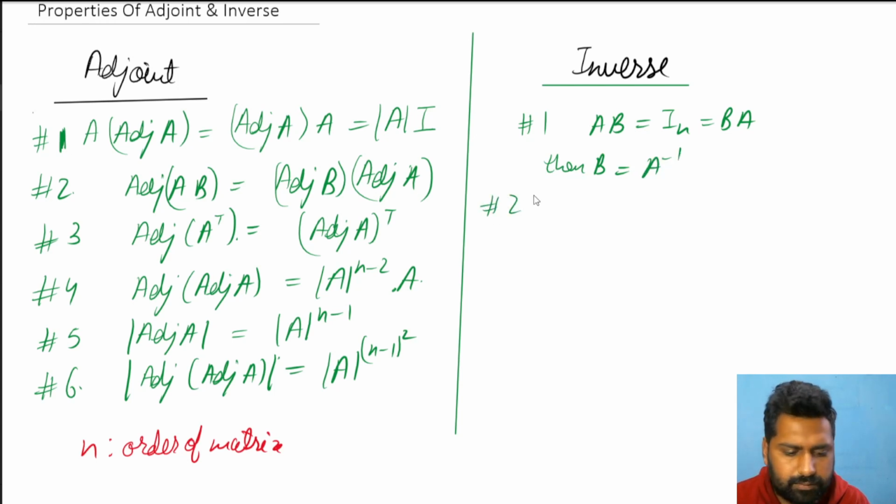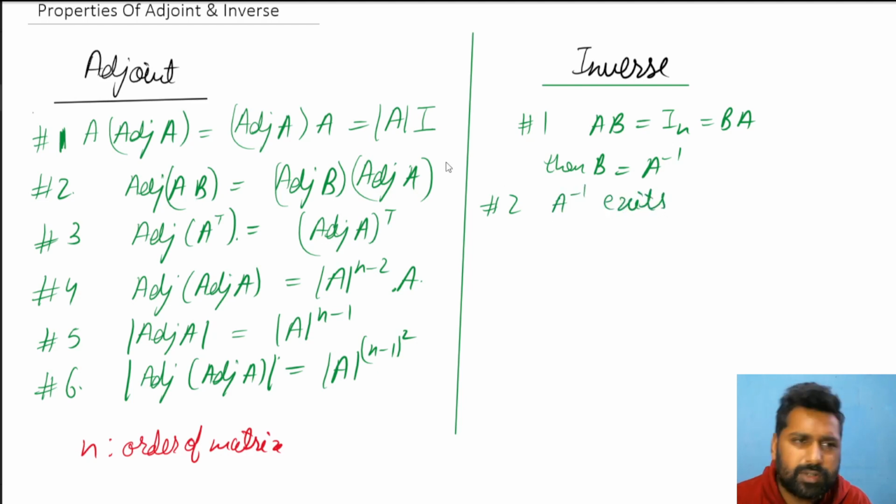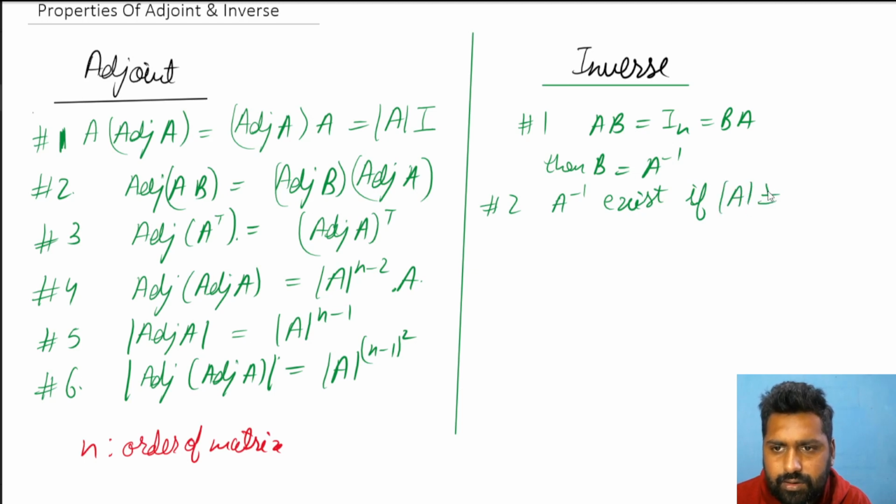Second thing, A inverse exists. This is something we have talked about in inverse also, but I'm still making it part of the properties as such. A inverse exists if determinant of A is not equal to 0. Sometimes it is written like this also.